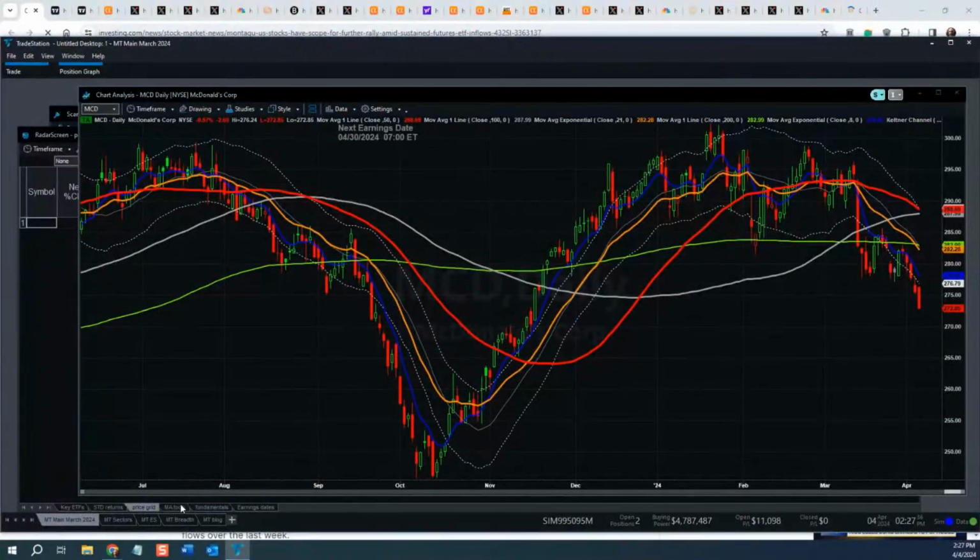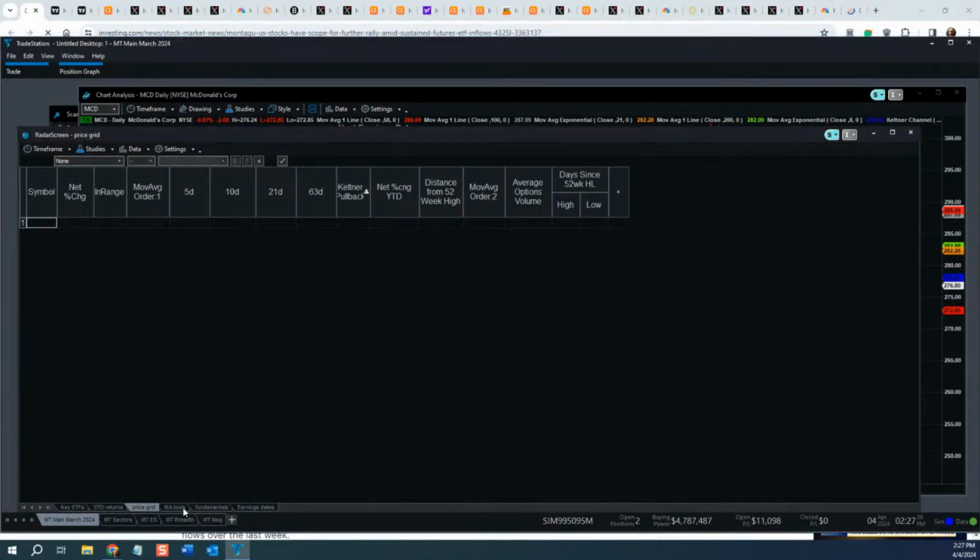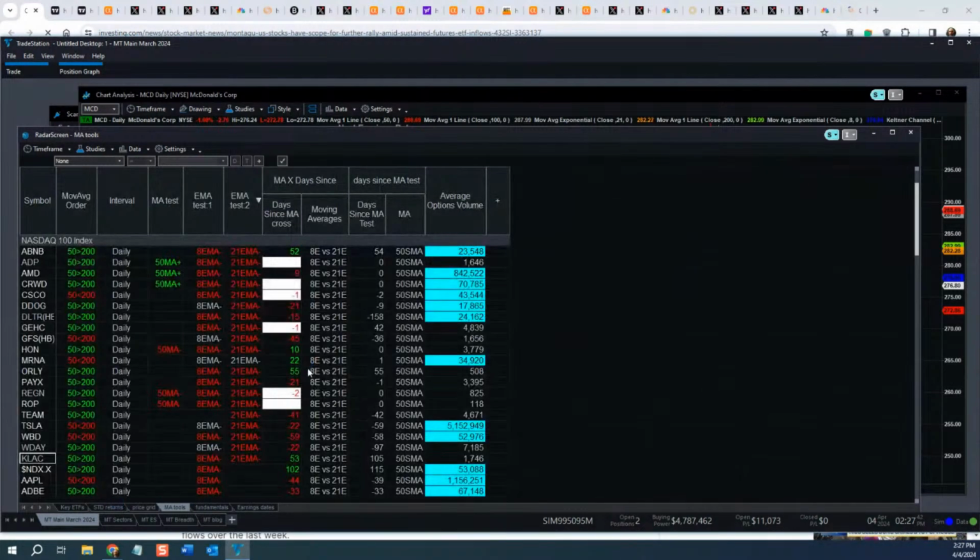If you go to MA tools, you can see here that we have, wait a second, on price grid. All right, well, on either of these, average options volume. This thing is set up to highlight when underliers trade a lot of activity. And so you can just cut out the ones that don't trade, say 20, 30, 50,000 contracts a day, and then hone in on those that do and look through them for potential chart setups. That's what I often do.